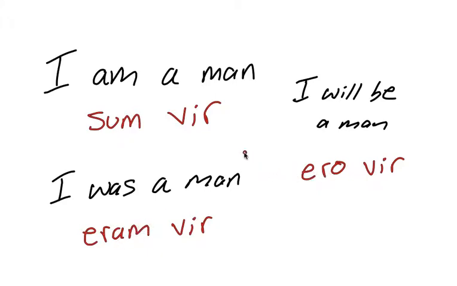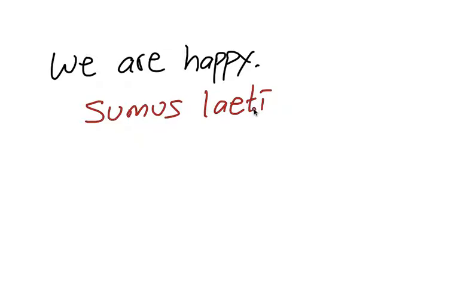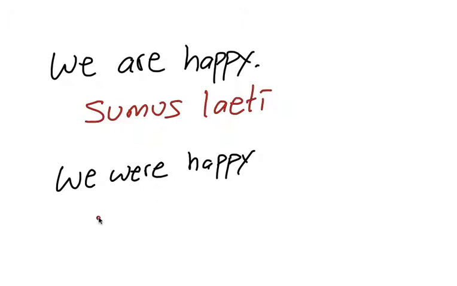You can also make these plural. Here are some plural examples. We are happy. That would be sumus for first person plural, we are. And then happy has to be laeti. So I had to make laetus, happy, plural. If I change this to we were happy, then sumus becomes eramus, and laeti remains the same.